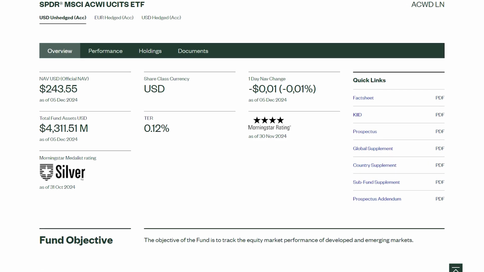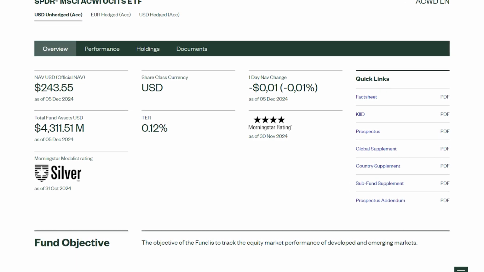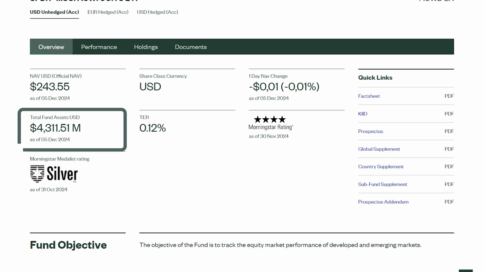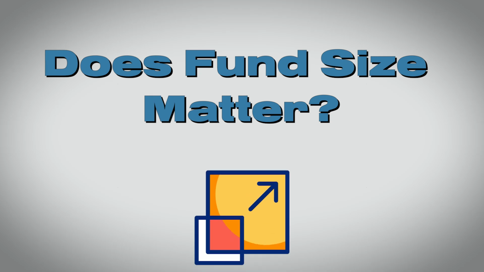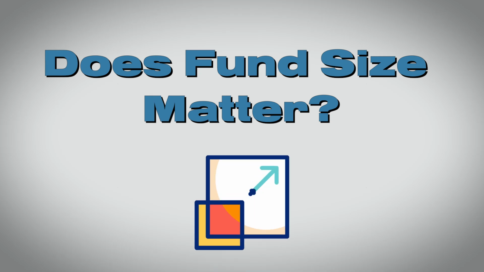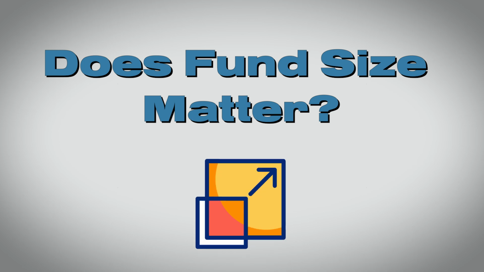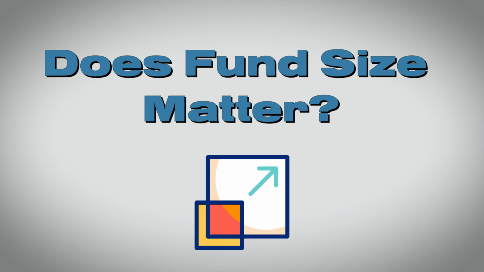For example, the SPDR MSCI All Country World ETF currently has an AUM of $4.3 billion at the time of recording. Whilst a fund with a low AUM is not necessarily a bad sign, the fund size does matter to some extent. If a fund remains too small for a period of time, the fund provider may decide it is not worth them keeping it open and decide to close it.